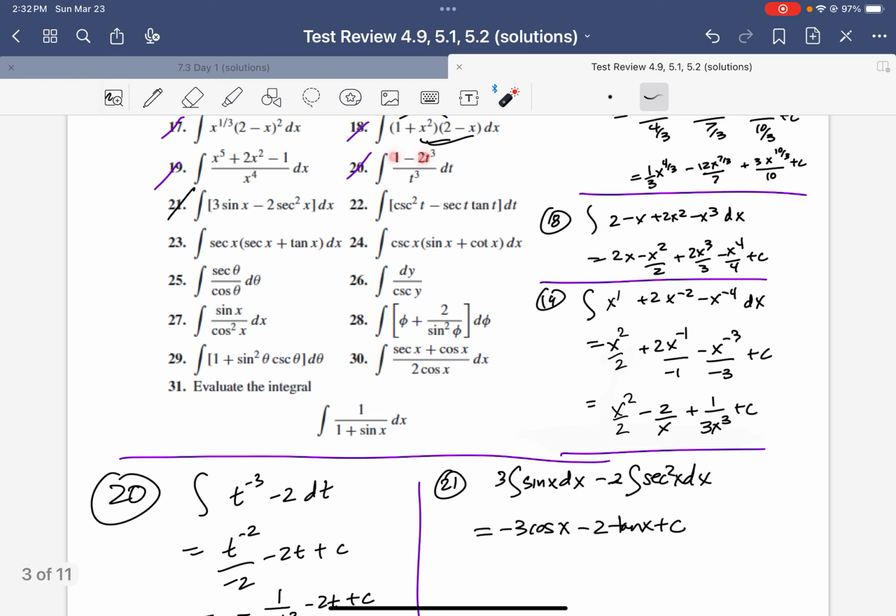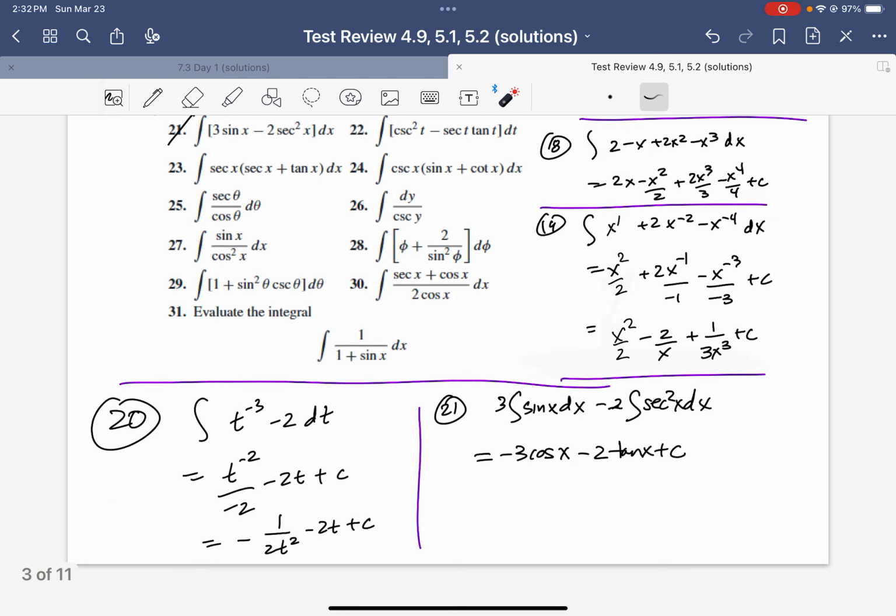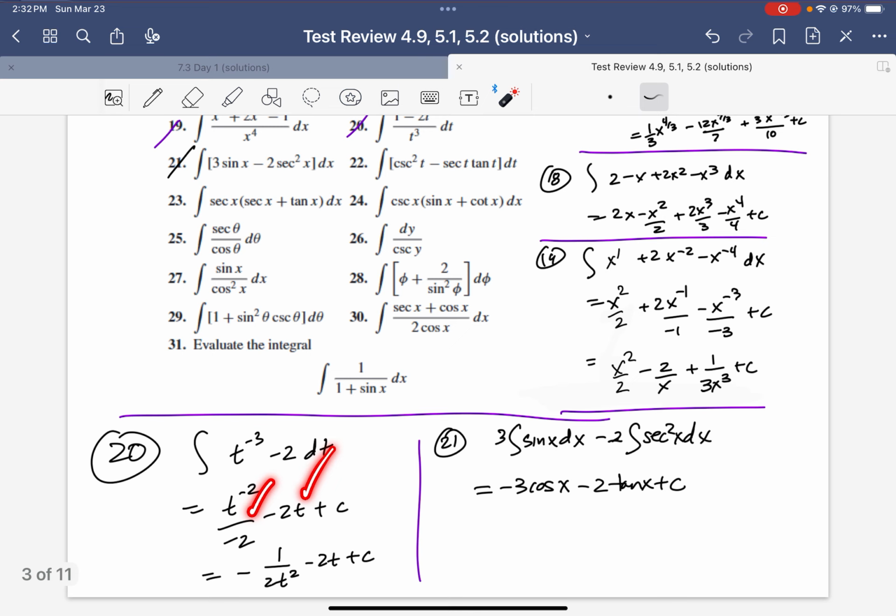If I have 2 subtracted over a common denominator, I could break it up into this over that, which is t to the negative third, and this over that, which is negative 2. So that, which gives me that. Notice again, as soon as we take the antiderivative, these two disappear, and the plus c gets added.